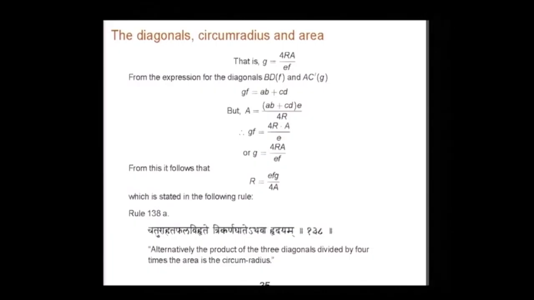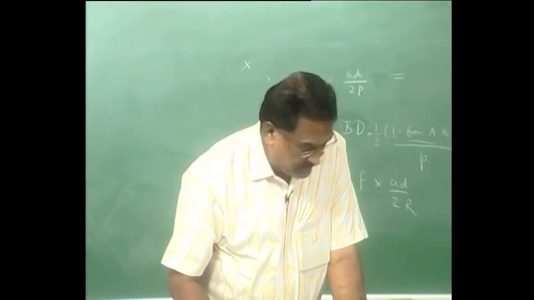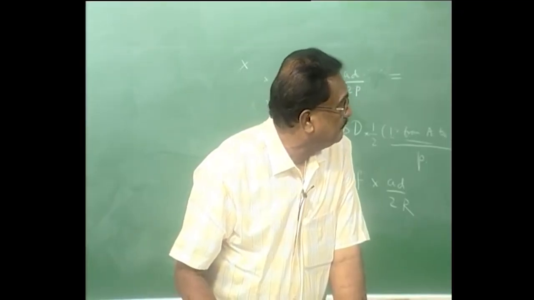So, alternately, chaturahata pala vihrute trikarana gate thava hrudayam, hrudayam is the circumradius. Alternately, the product of the three diagonals divided by 4 times the area, so that is the circumradius. So, this will introduce some symmetry in the thing. So, all these things are somewhat equivalent, and the radius comes out neatly as the product of all the three diagonals divided by 4 times the area.